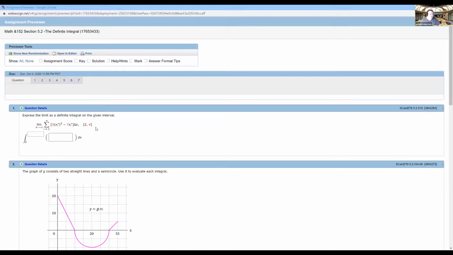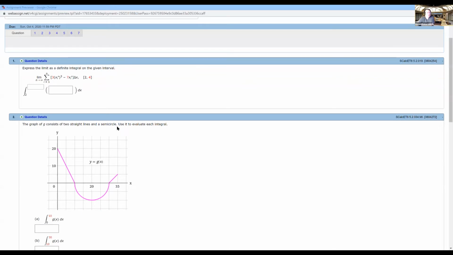Right, so I'm going to go in now and show you what that looks like. Okay, question 1. Limit as n tends to infinity, the sigma guy, all of this, 2 to 4. So it's the integral from 2 to 4. And the fella that goes in here is 3x cubed take away 7x. And that's the question finished.